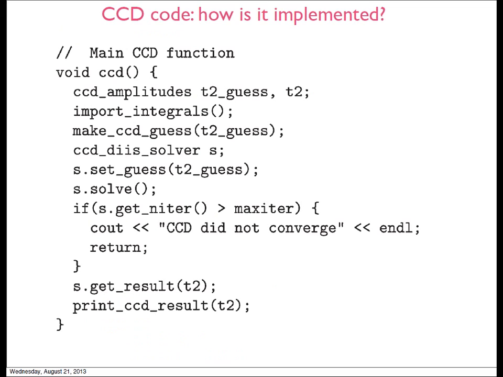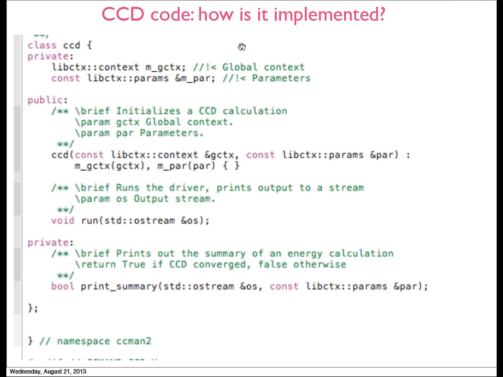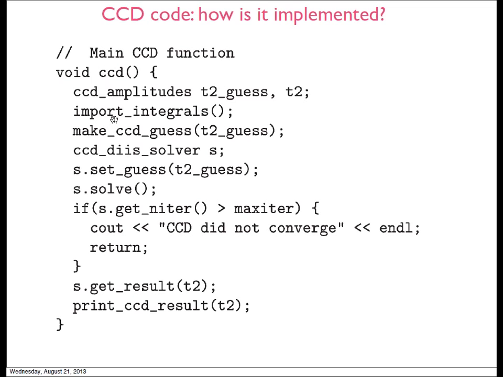And then, here is an example of a higher level routine. So this is the CCD function that goes through the calculations. And you can see that it's very simple, right? Looks very elegant. So we have here some variables, T2 gas and T2 amplitudes. And we start by importing integrals, making CCD gas, and then running our solver. So it looks very good, but it immediately raises a lot of questions. Where is the actual data, and how do all these solvers and other routines know what to do, where to take stuff from? And that's exactly what will be the focus of today's talk.